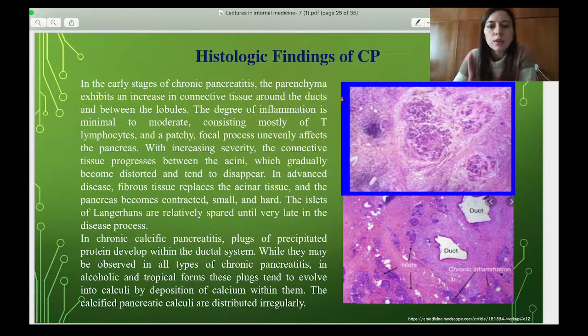And in chronic calcific pancreatitis, plaques of precipitated protein develop within the ductal system, while they may be observed in all types of chronic pancreatitis. In alcoholic and tropical forms, the plaques tend to involve the calculi by deposition of calcium within them. The calcified pancreatic calculi are distributed irregularly.